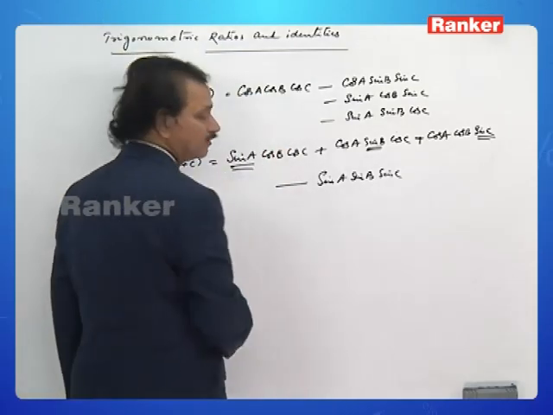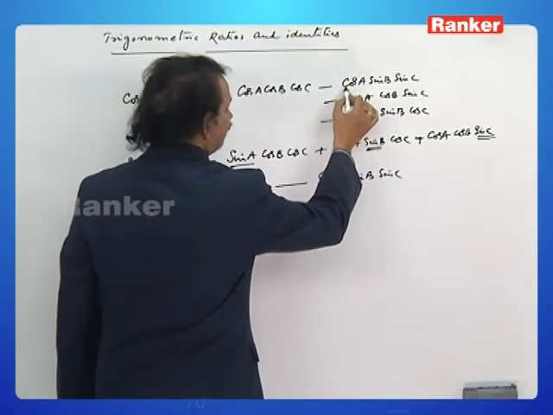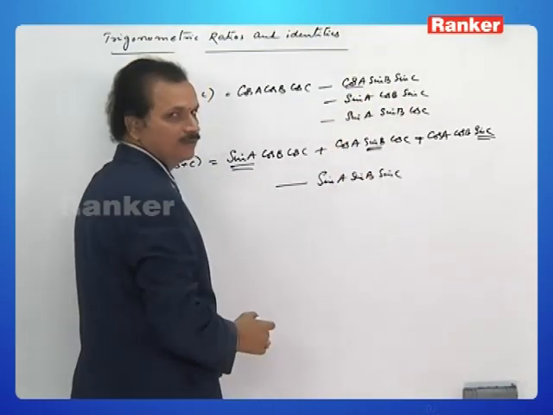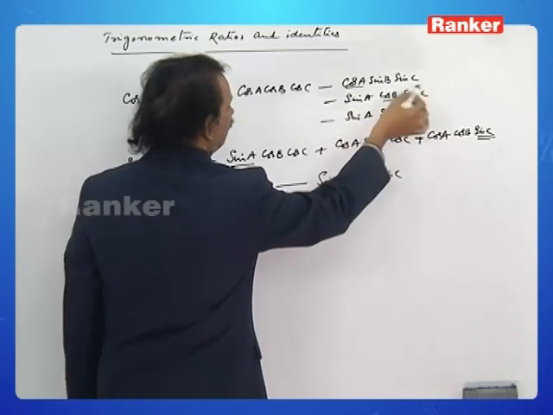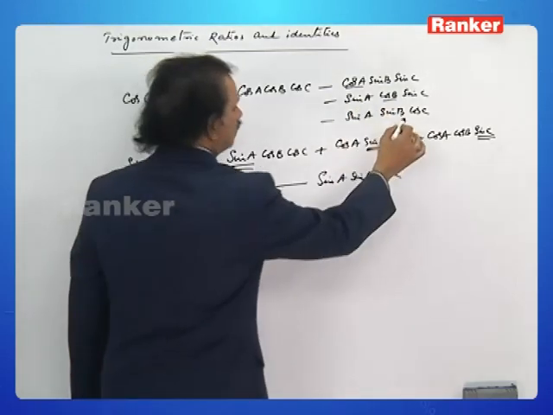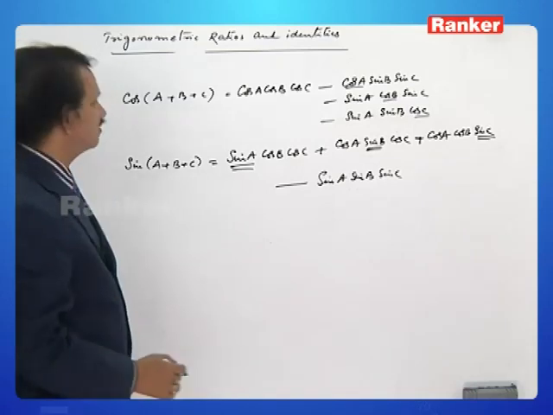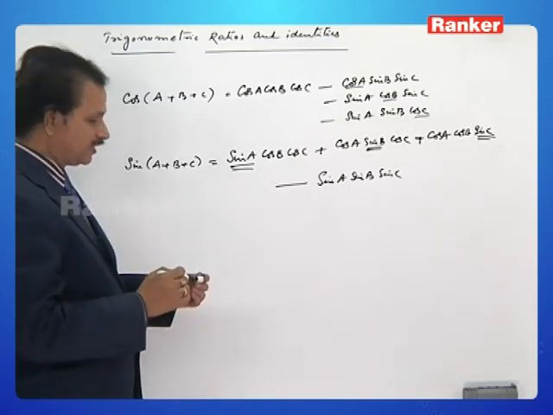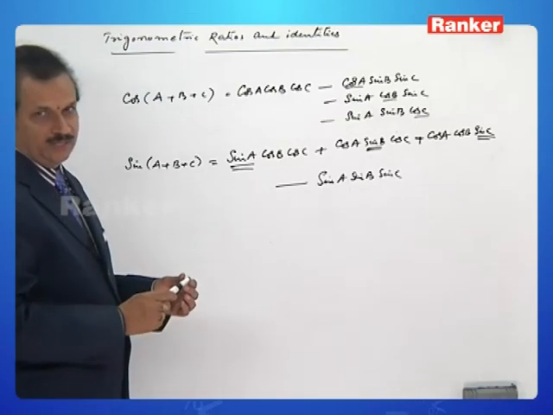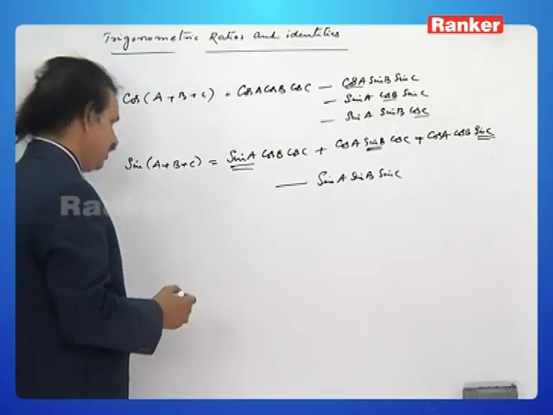All cosine functions: the first function is a cosine function, the other two are sine functions. Second one is a cosine function, other two are sine functions. The last one is a cosine function, first two are sine functions. Yes, this is the nature of sin of A plus B plus C and cos of A plus B plus C. Isn't it? Okay. Next one.